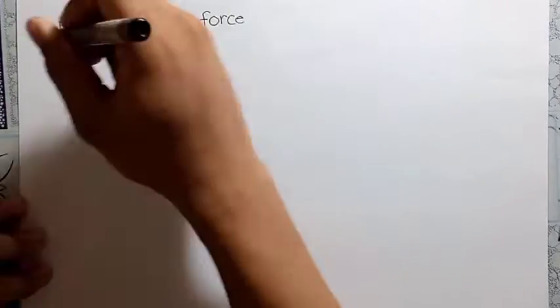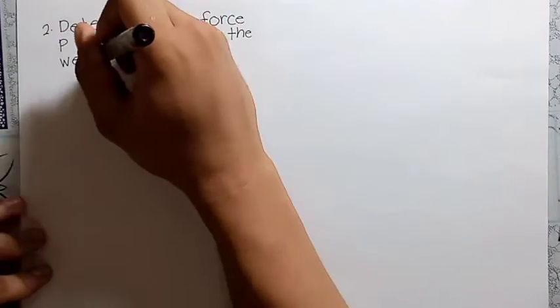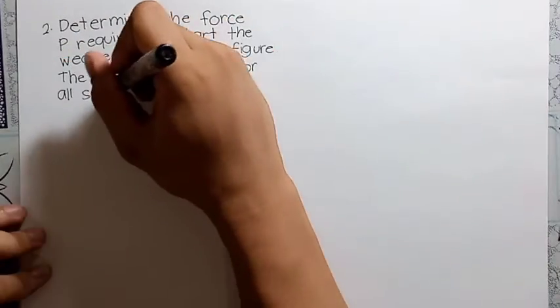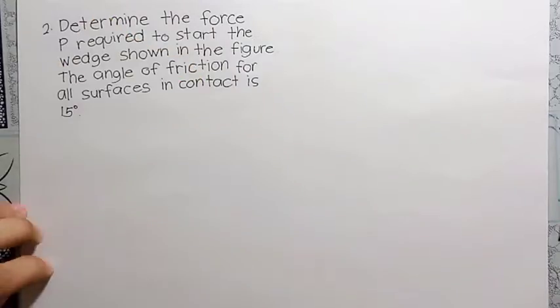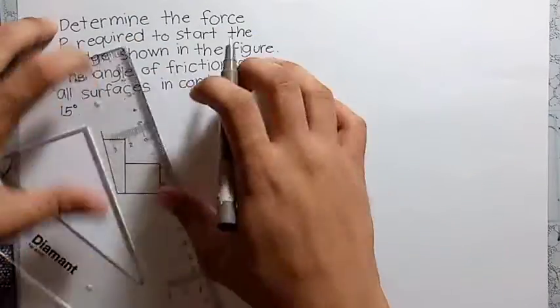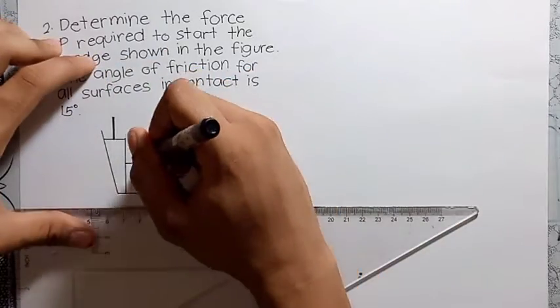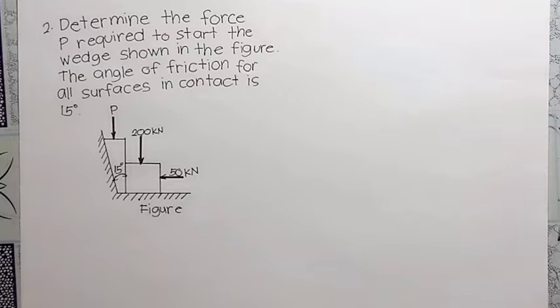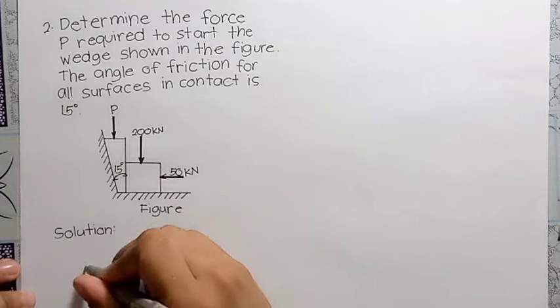Let us now proceed to number 2. In number 2, determine the force P required to start the wedge shown. The angle of friction for all surfaces in contact is 15 degrees. This problem is just like problem number 1, in which we will find the force P that will start the wedge. So let us start.